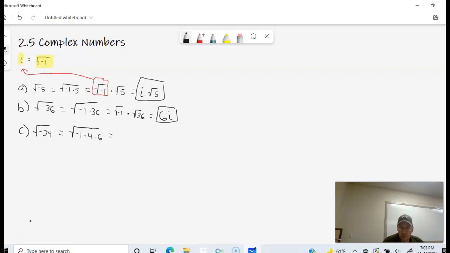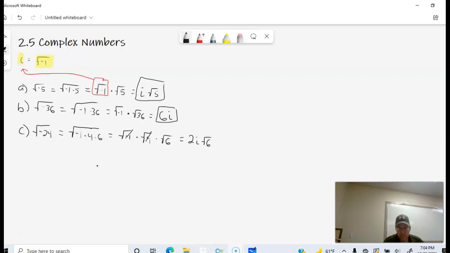So now I've got the square root of -1 times the square root of 4 times the square root of 6. The square root of 4 is 2. The square root of -1 is i. And that square root of 6, that 6 is just stuck under there. So I've got 2i square root of 6.